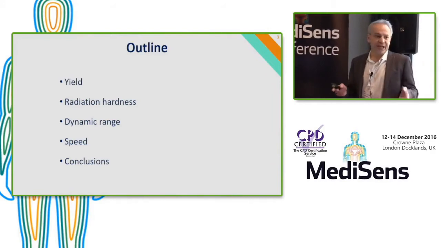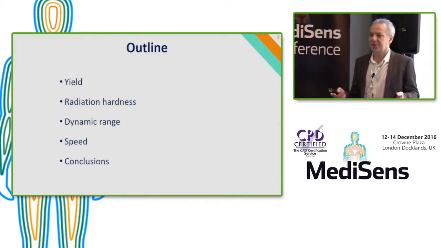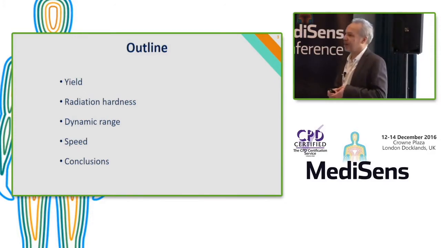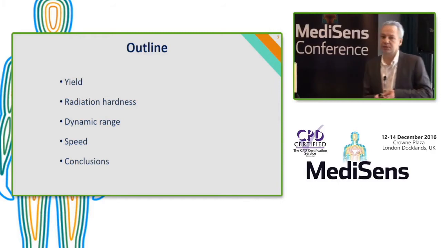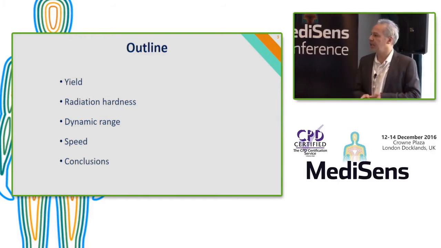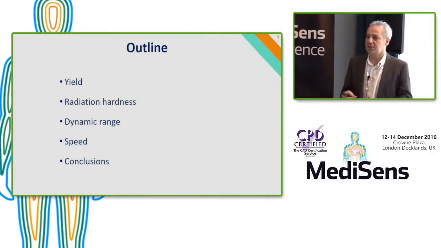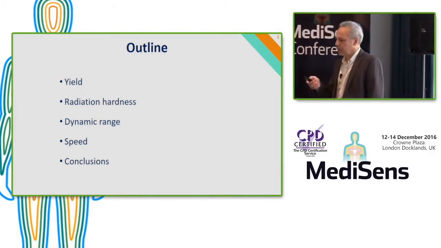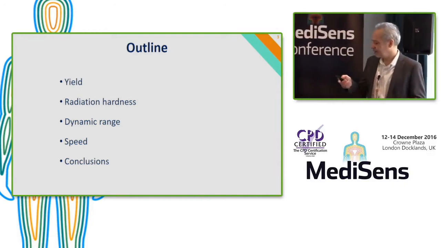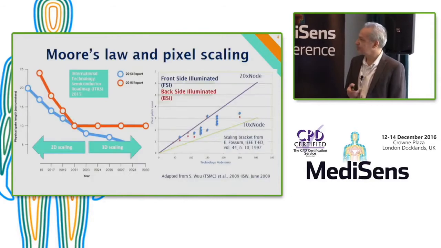So I had to select some topics. Of course, in half an hour, you can't talk about all of CMOS. So I chose a few topics which are at the heart of a lot of X-ray imaging, as we heard before. So I will talk briefly about yield, radiation hardness, dynamic range, speed, and then come to the conclusions. And before the conclusion, I will have a few videos just to light up the talk.